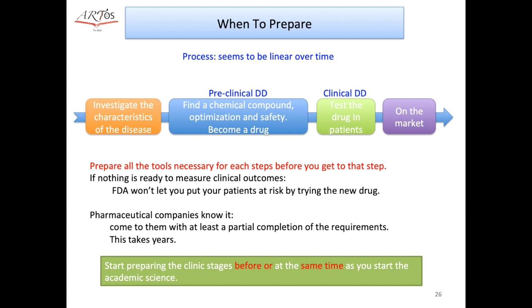When to prepare? The process seems to be linear over time, and some make the error of taking it that way, losing a lot of time and efficiency, which is not the best way to convince a company to invest in you. Prepare all the tools necessary for each step before you get to that step. For example, if nothing is ready to measure clinical outcomes, the FDA won't let you put your patient at risk by trying a new drug, and the pharmaceutical companies know it. You need to come to them with at least a partial completion of the requirements.